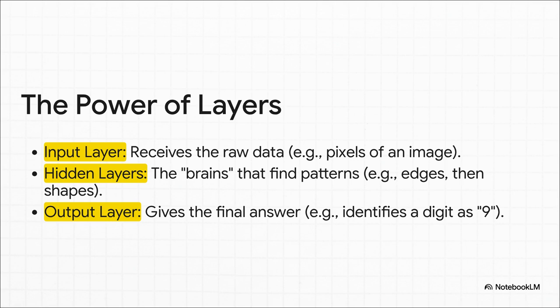It's like an assembly line of specialists. One layer of neurons might just look for simple edges. The next layer takes those edges and looks for shapes, like circles or squares. And the layer after that might look for noses and eyes. And finally, you get to the output layer, which takes all that hard work and gives you the final answer. Like, yep, this is a picture of a 9.